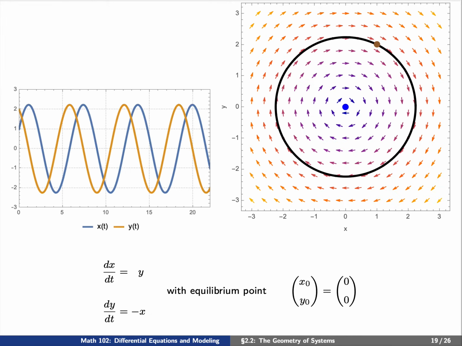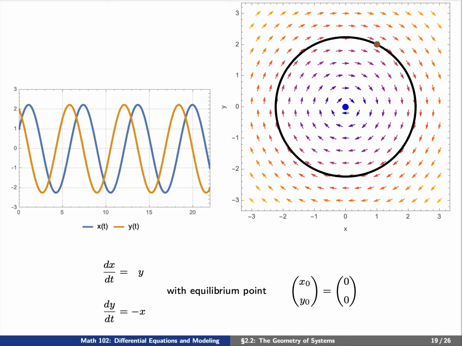Let's start with the autonomous system dx dt equals y and dy dt equals negative x. On the upper left part of your screen, you can see where we've plotted out a pair of solutions. The blue is x of t, and the gold is y of t. We'll discuss in a later lesson how to actually find these solutions numerically, but let's just accept this for now.